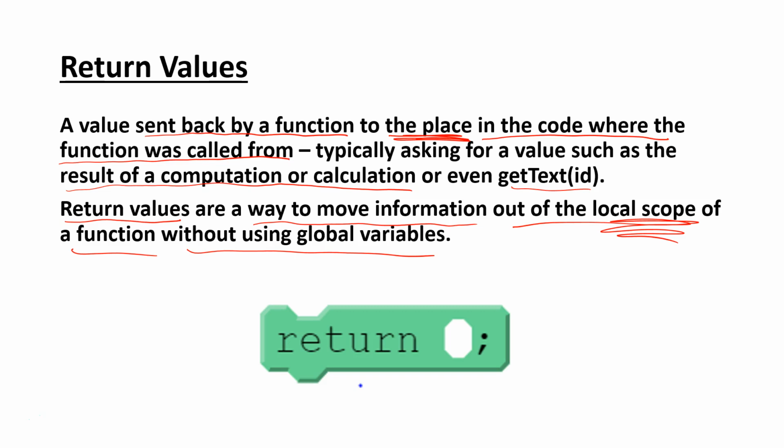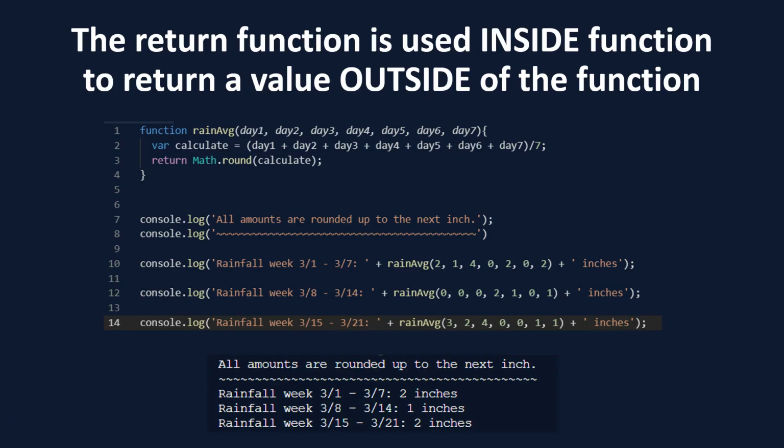Okay. So the way to code this is really easy. It's just return. Okay. The return statement is always used inside of the function, to return a value outside of the function. So let's look at another function that I created.